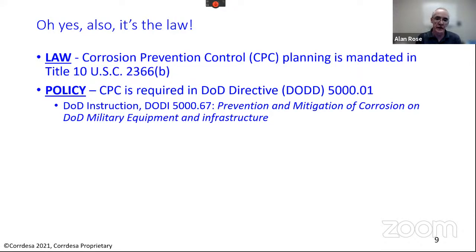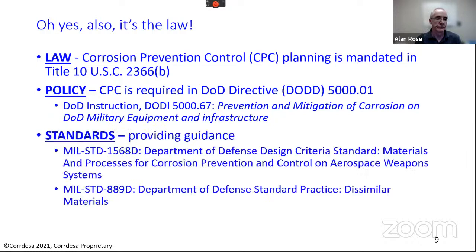It's actually law that you have to put in a plan and outline to the organization that's going to buy your platform how you've tackled corrosion. And then standards are more specific technical guides on how to actually avoid corrosion. And I'll come to a couple of them on the military side.